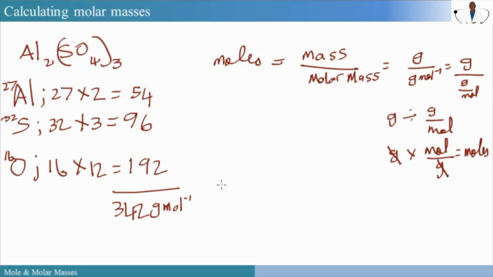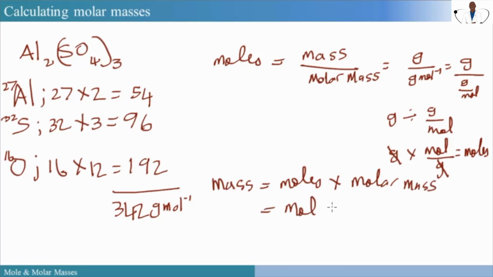moles. If I wanted mass, then I must say mass is equal to moles times molar mass. And we know that mol is the unit of moles times grams per mole, which is the unit of molar mass. And from that, you'll see that mole would cancel mole. And so your answer in terms of mass would be in grams.